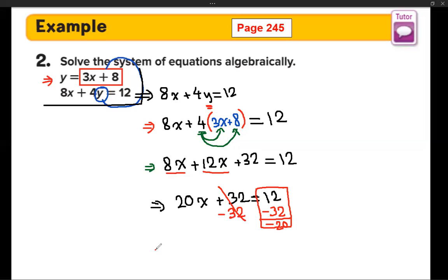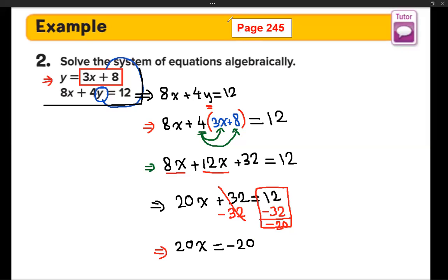So we will be left with, what is the equation now? It is 20 times x equals, this is 0 or plus nothing, so we can just skip it. Okay, 20 times x equals negative 20. What is the last step that we need to do to solve this equation?